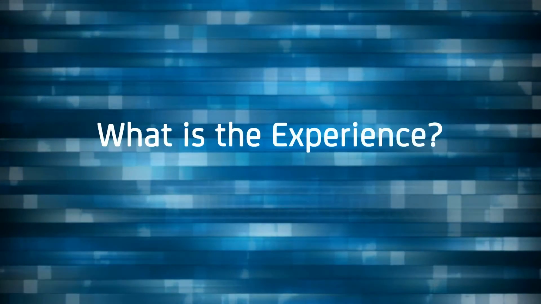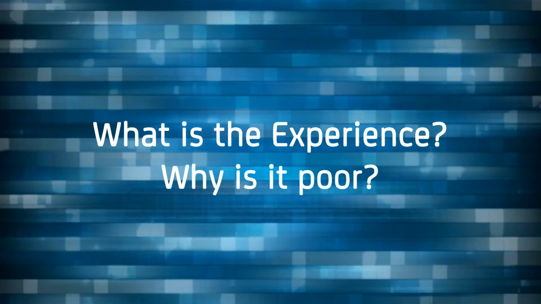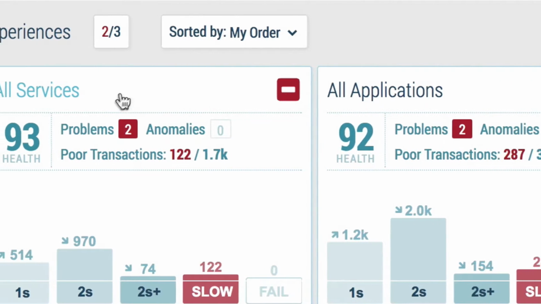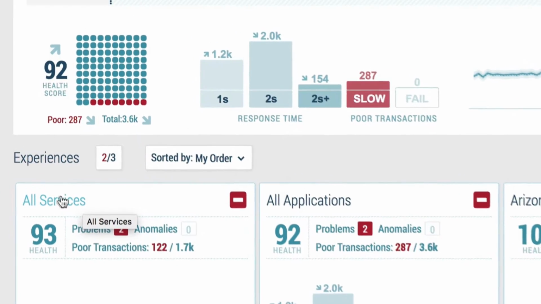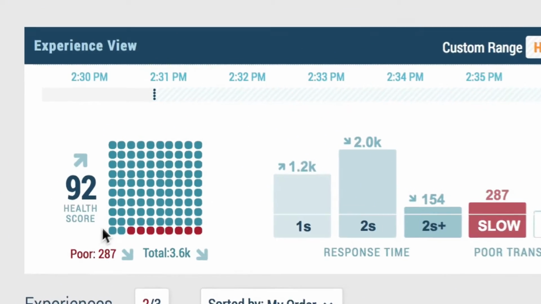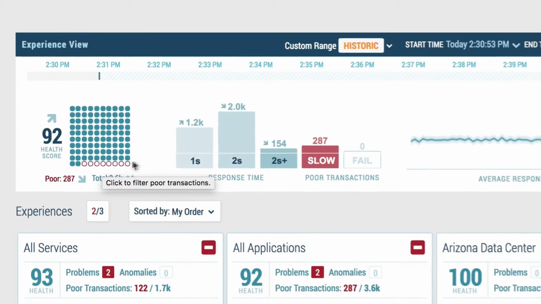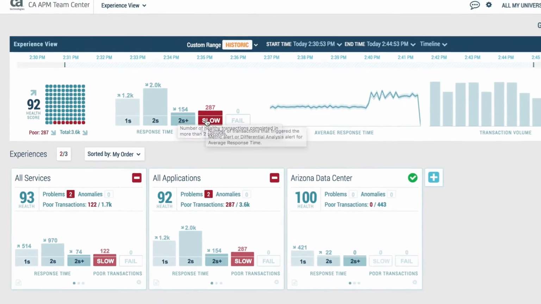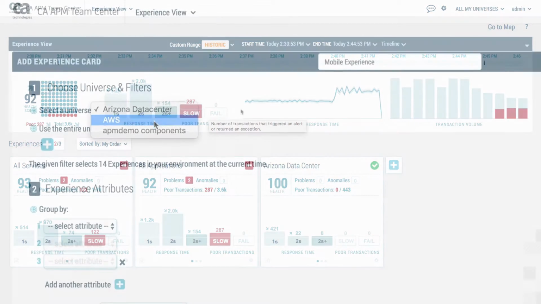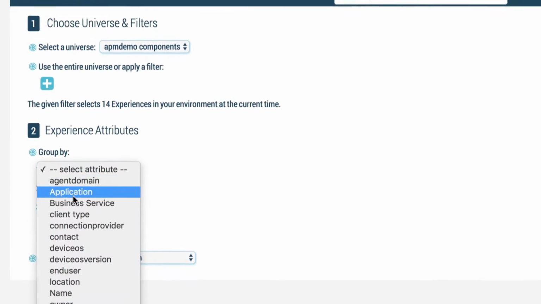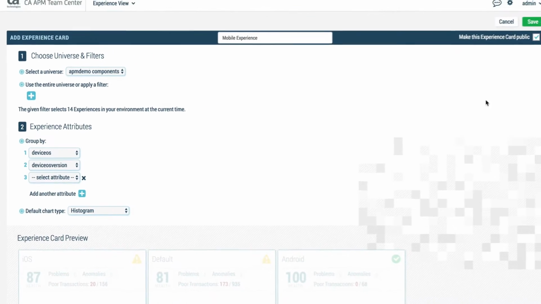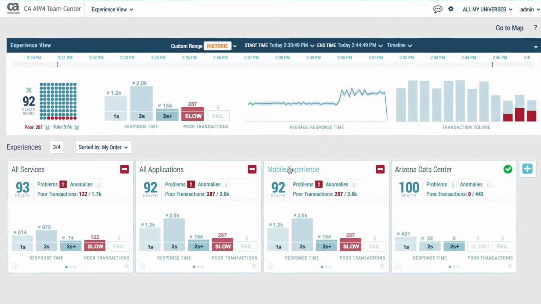What is the experience, and why is it poor? Experience Views provides out-of-the-box, intuitive, business-focused visualizations of your customer's experience. Understand, at a glance, how many transactions are slow, how many are failing to meet expectations, and the problems directly affecting those experiences. Plus, you can leverage the power of CA APM attributes to customize experience views for your organization, team, or individual role. Why is the experience poor?